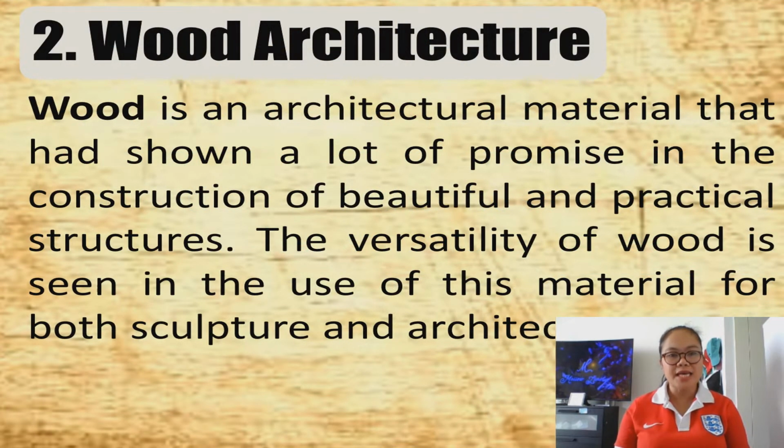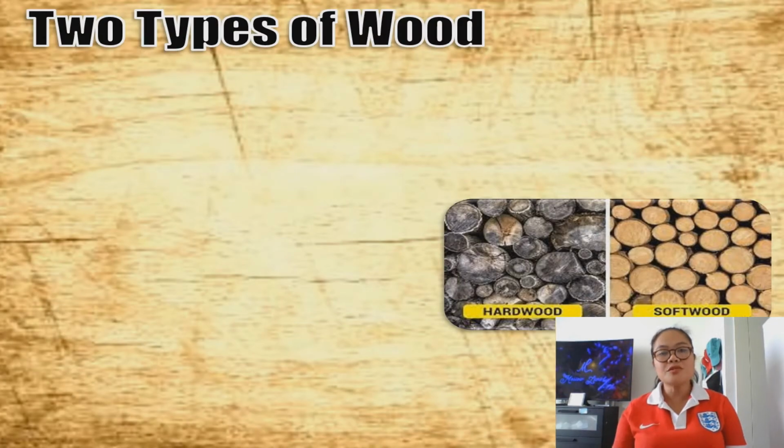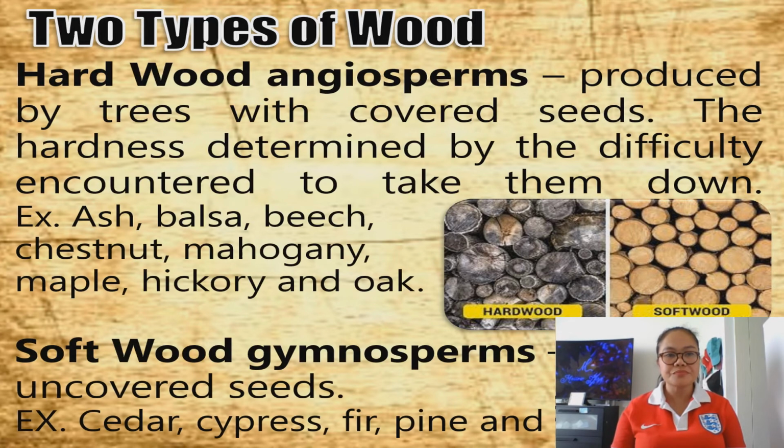And we have the second architecture, which is wood. Wood is an architectural material that has shown a lot of promise in the construction of beautiful and practical structures. The versatility of wood is seen in the use of this material for both sculpture and architecture. We have two types of wood: hardwood angiosperms and softwood gymnosperms.